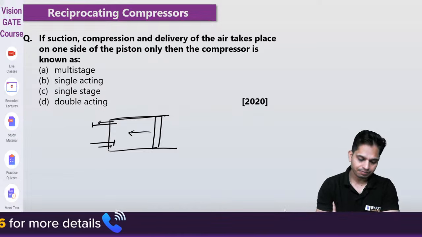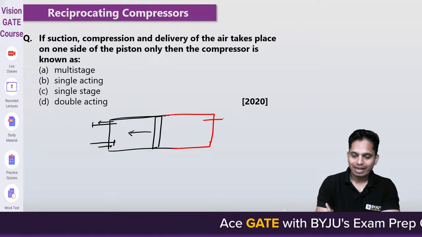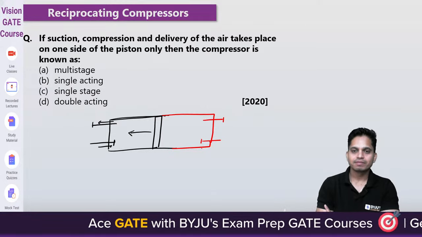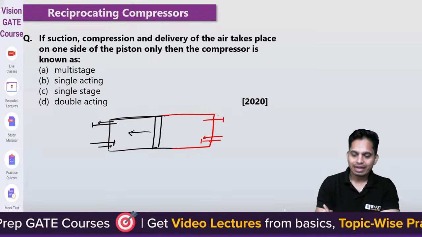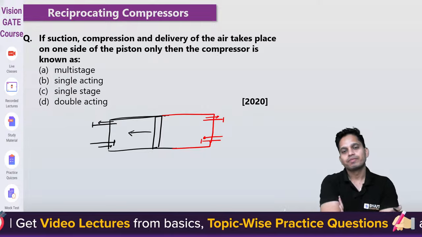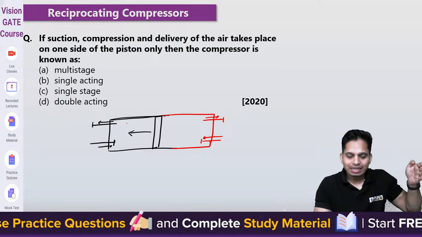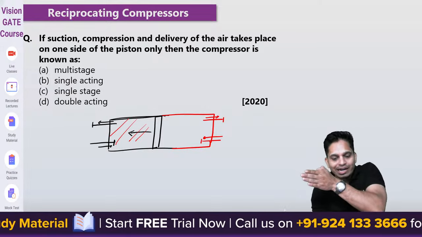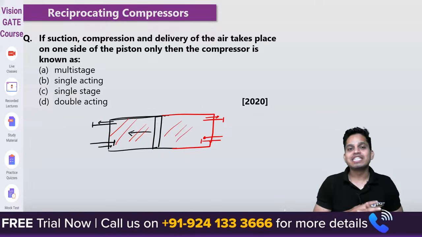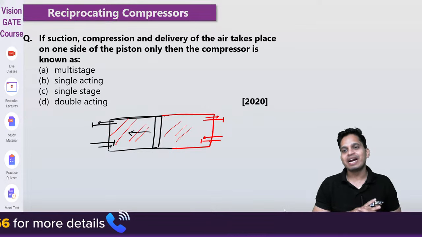But if you have a compressor like this and you also have an exhaust valve and an inlet valve here, mass can also come in like this and mass can also go like this. That means when the piston moves this side, it will compress the mass here, and when it moves back, it will compress the mass here. It is called double acting. So when it only happens on one side, what is it? Single acting.